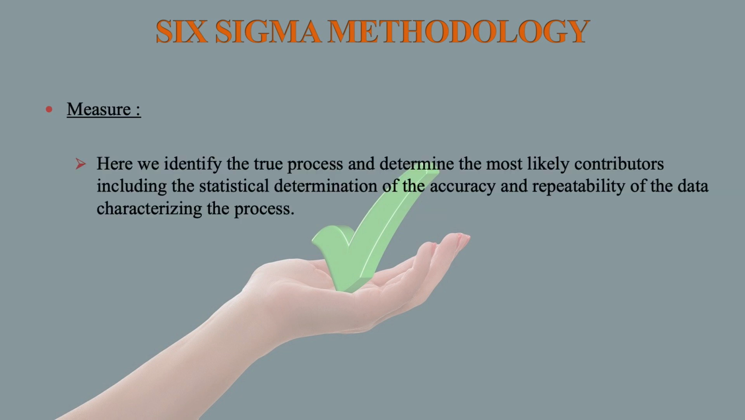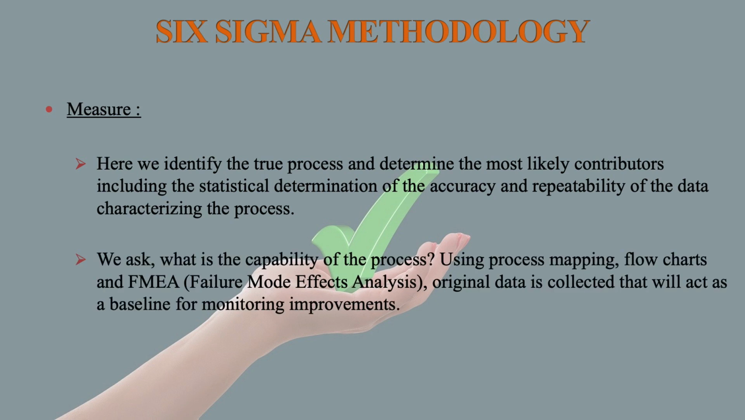Measure. Here we identify the true process and determine the most likely contributors, including the statistical determination of accuracy and repeatability of the data characterizing the process. We ask, what is the capability of the process? Using process mapping, flowcharts, and FMEA, that is failure mode effects analysis, original data is collected that will act as a baseline for monitoring improvements.